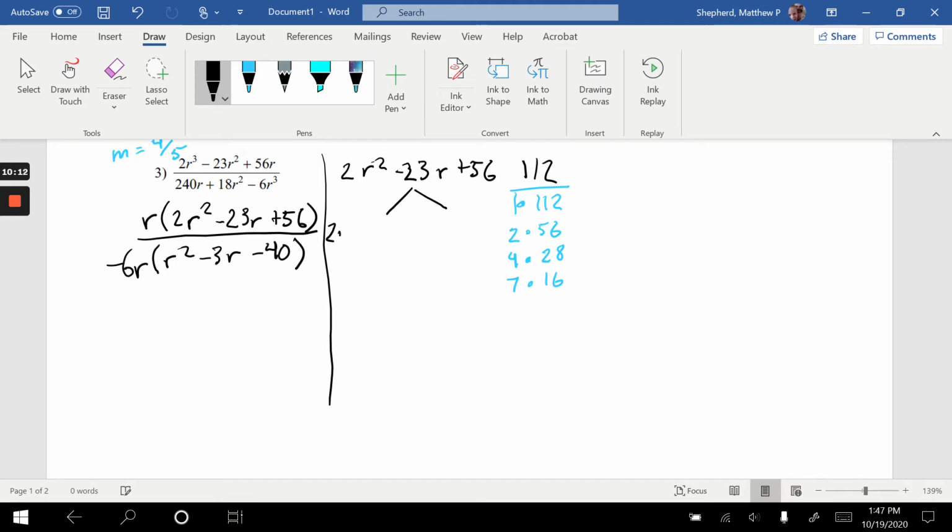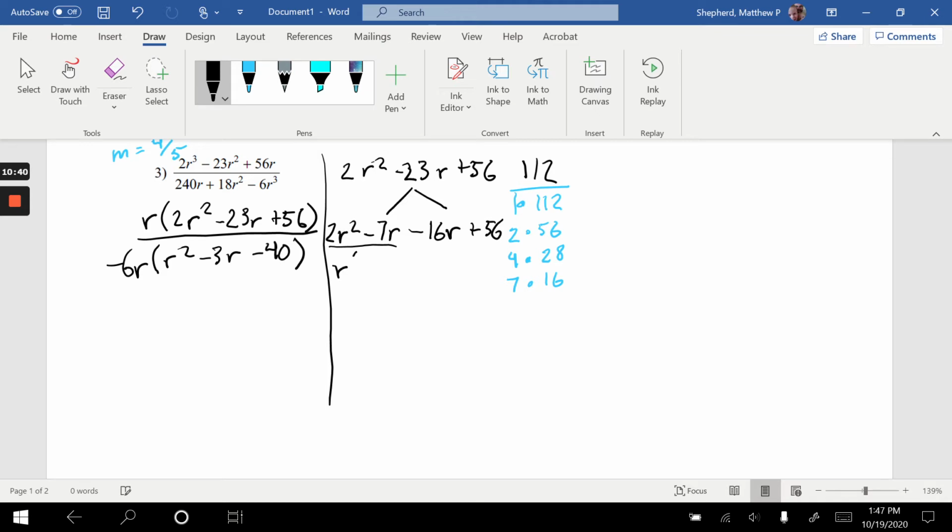So we're going to have 2r squared minus 7r minus 16r. So minus 7r minus 16r would give us a negative 23r. So I haven't changed anything, I just separated those. And now I'm going to use some grouping. So first we're going to focus in on that.